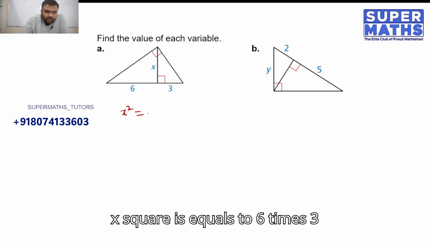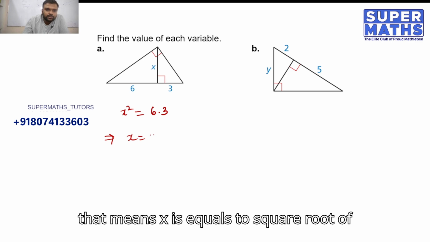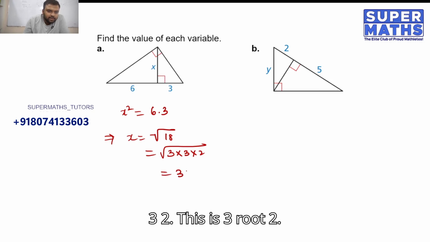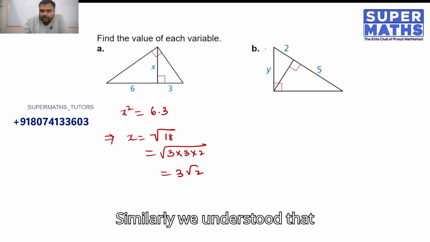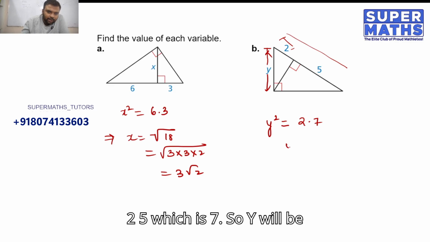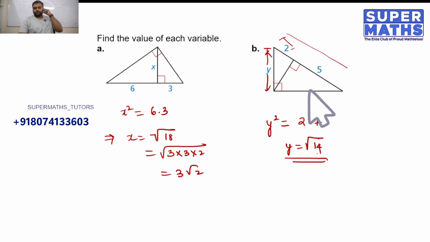X square is equal to 6 times 3. That means X is equal to square root of 18, which is square root of 3 times 2. This is 3 root 2. Similarly, we understood that Y square is equal to 2 times 2 plus 5, which is 7. So Y will be square root of 14. Okay, thank you.